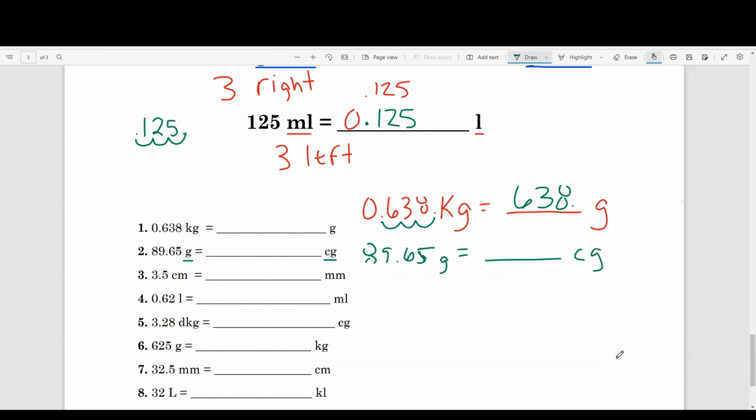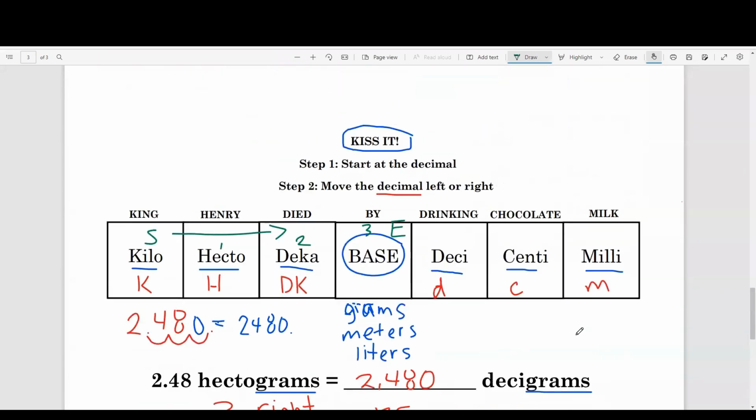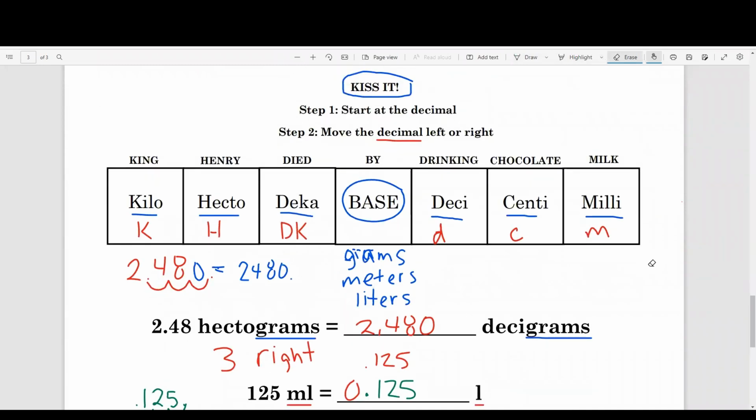How many centigrams? All right, so let's go ahead and mark our starting and our ending points. We started at our base, which is grams. So we started here, and then we ended at centigrams. If we look at direction, we're going which way? To the right. And if we count our spaces, we went 1, 2 spaces to the right.